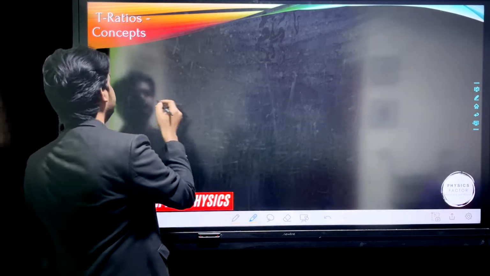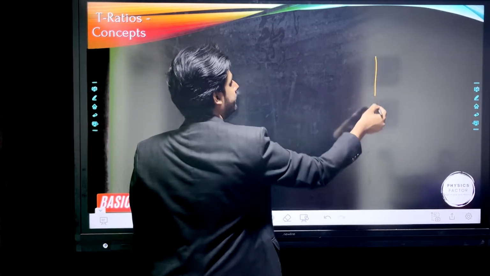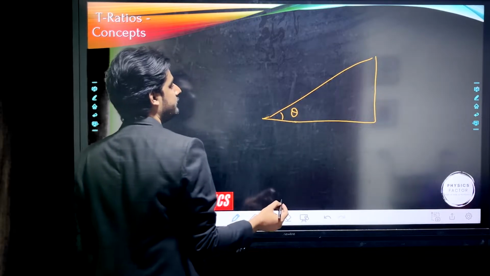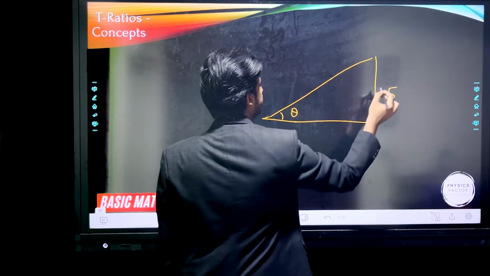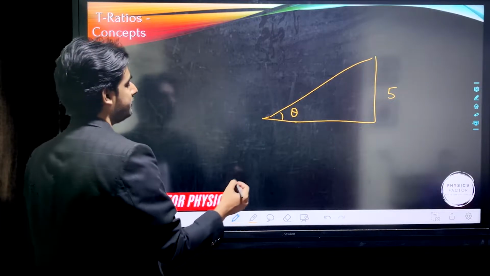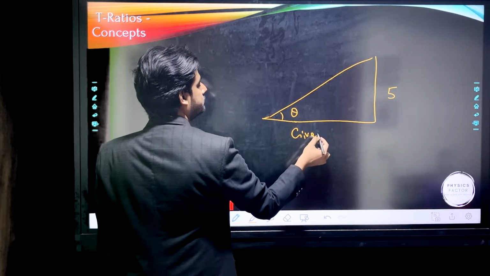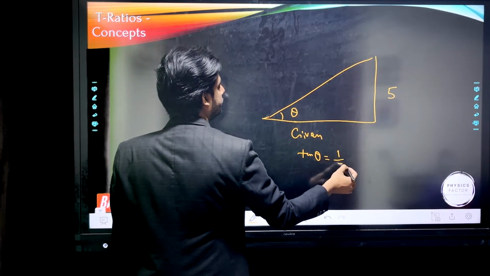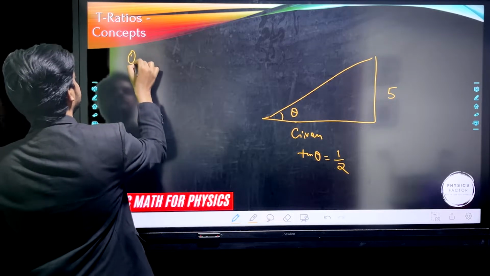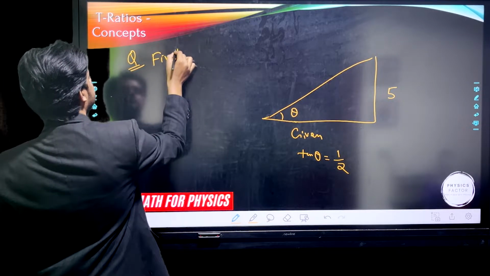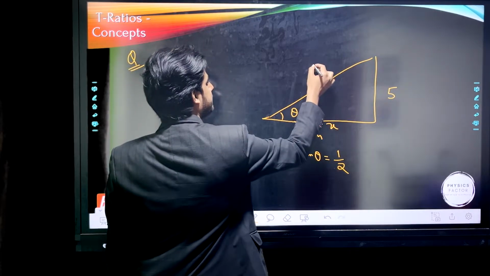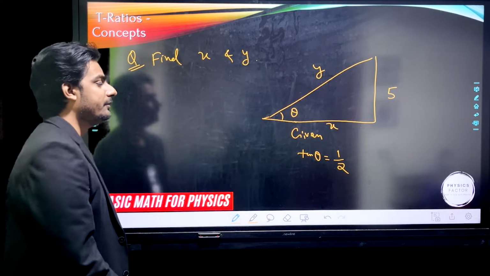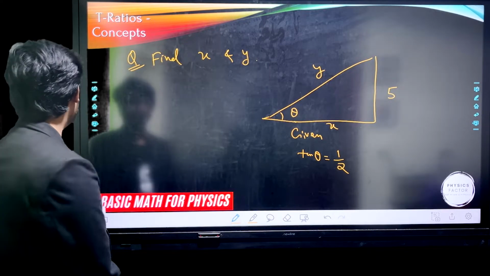Let's say we have a triangle and this is theta and this is 5, okay, and something is given to you: tan theta is 1 upon 2. Let's say this is x and this is y. They ask you to calculate x and y. Find x and y. Okay, so this is the question. Let's see how to solve this.